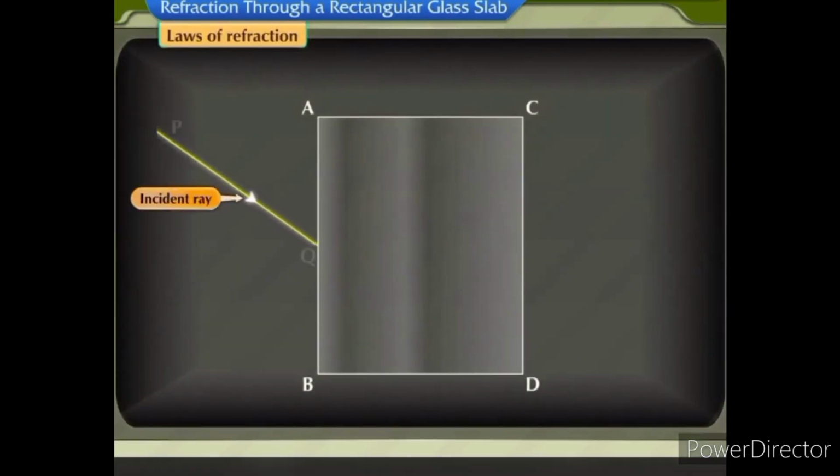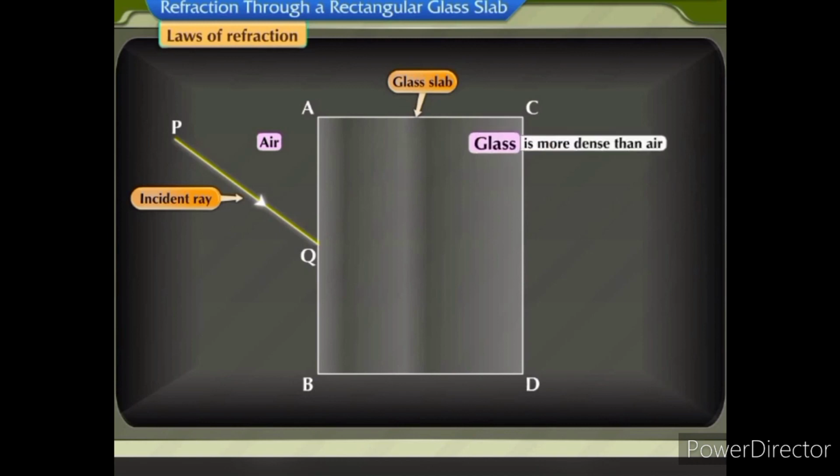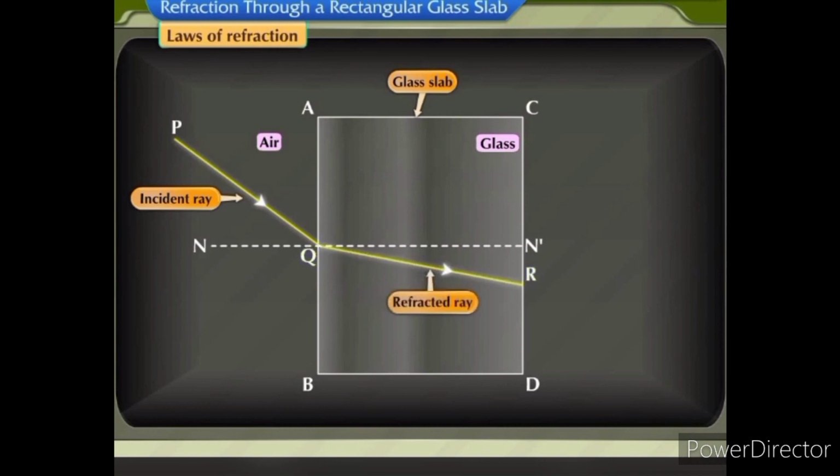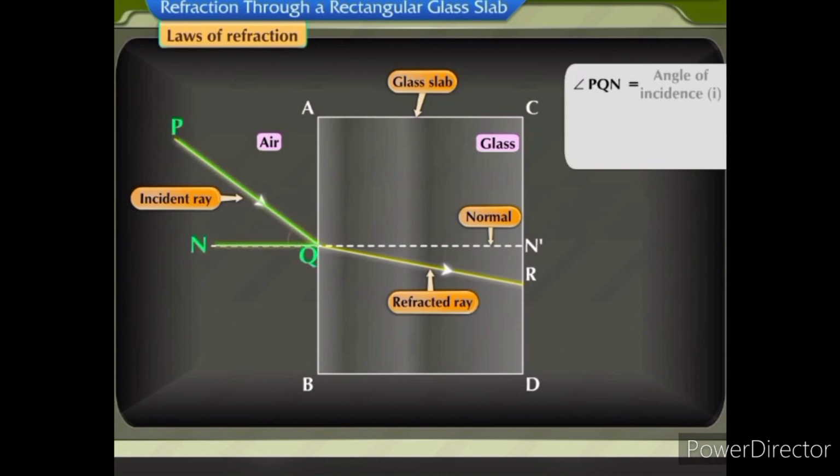Laws of refraction. Consider a ray of light PQ incident obliquely at point Q on the surface AB of a glass slab. Since air and glass are two transparent media and glass is more dense than air, the ray of light gets deviated towards the normal and travels along the path QR. Here, NQN' is the normal at the point of incidence. The angle PQN is the angle of incidence i and angle N'QR is the angle of refraction r, and here i is greater than r.